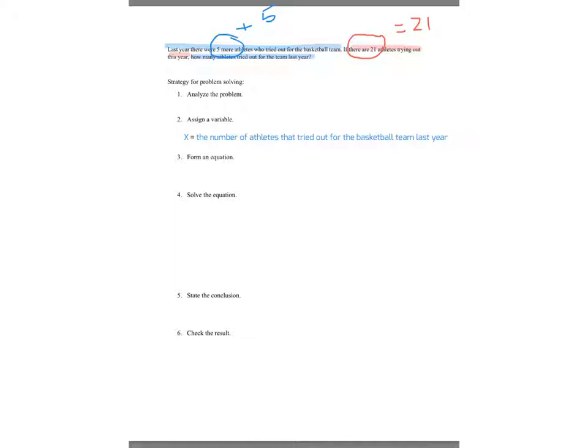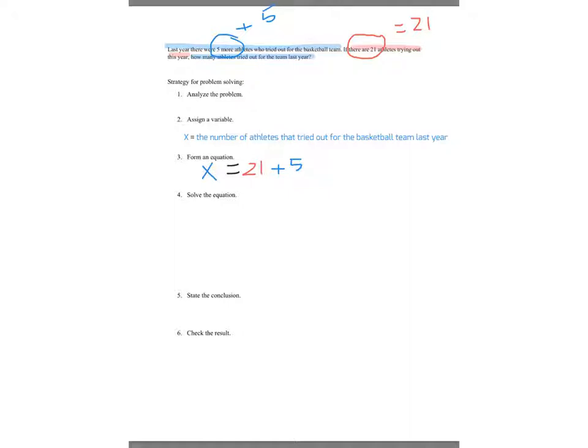So what we want to do now is go ahead and form an equation. So let's go ahead and start it off. Well, we want to know x. We want to know what that's equal to. And, well, what do we know? We know that it's equal to the number of athletes that tried out for the team this year, plus the number of athletes that tried out for the team last year. So what we know is that 21 athletes tried out this year. And then we also know that 5 more tried out last year. So again, we're connecting those two. So we have x equals 21 plus 5.